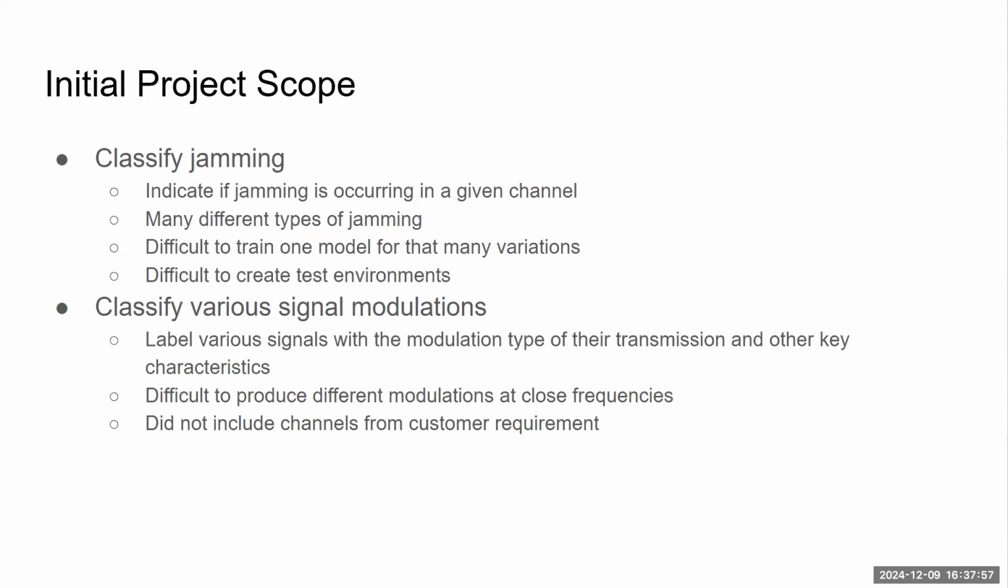The team then moved towards classifying a variety of signals by modulation type. This idea required numerous transmitters capable of producing various modulation signals and similar frequencies, which presented a new series of challenges and drifted from the channel classification of the original proposal.